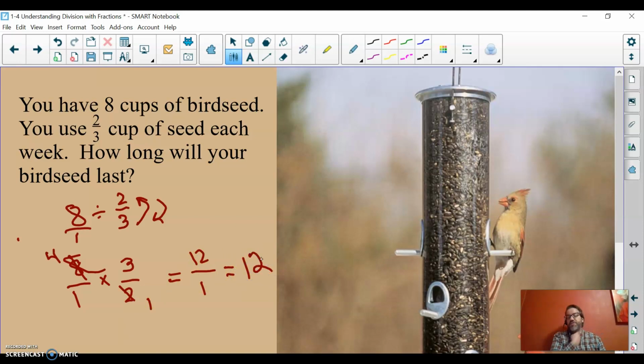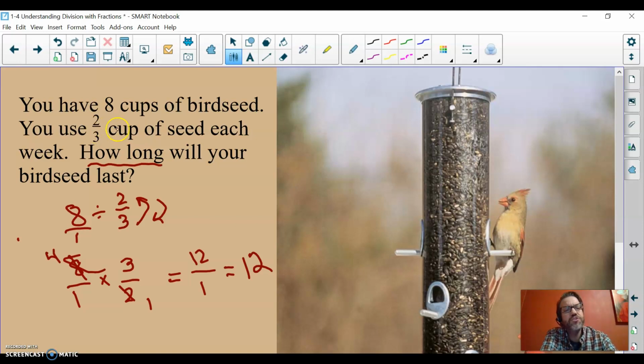So what's my label? It is a word problem. I do need a label. And you might look up here and say, well, I think it's cups. Cups might be the label. But look at the last sentence. That's always where we can look to figure out what we need for a label. How long will your birdseed last? How long is a time question. Cups is not a measurement of time. Cups is a measurement of capacity or volume.